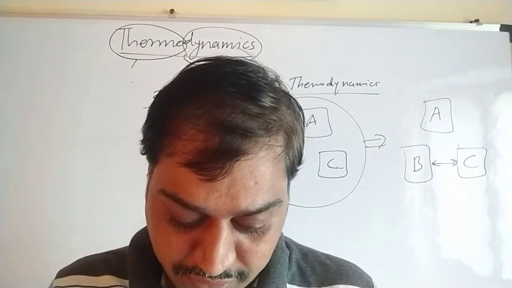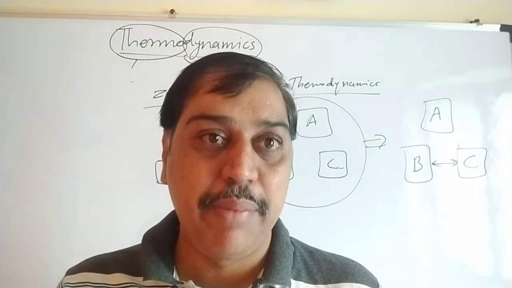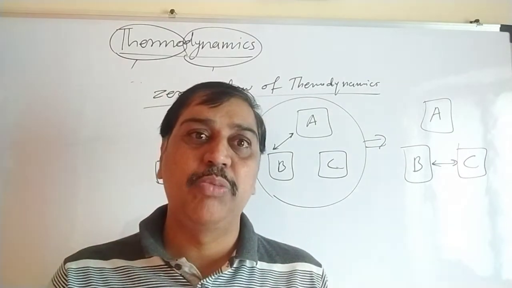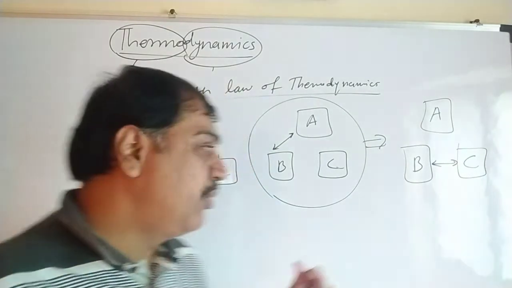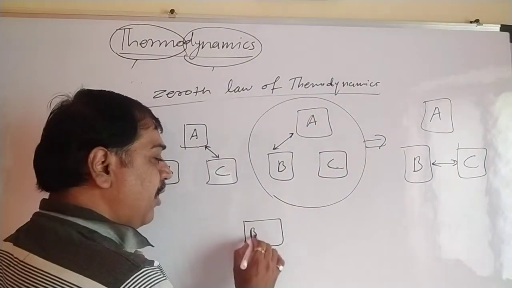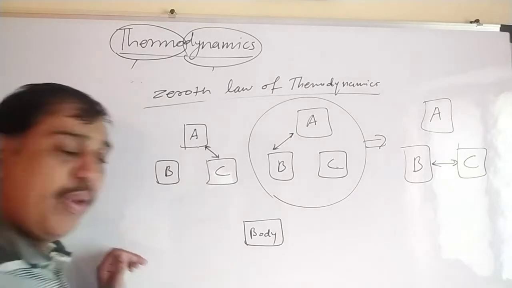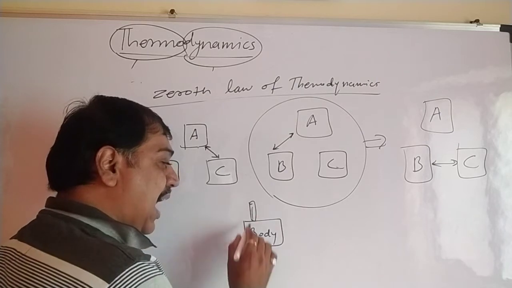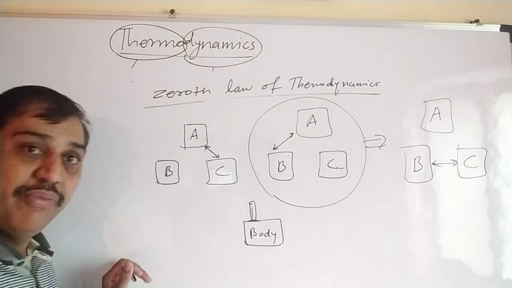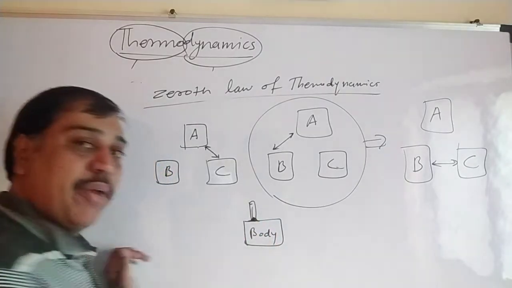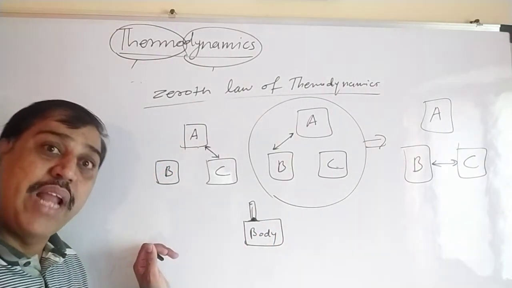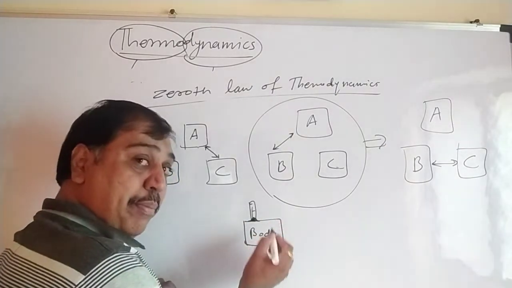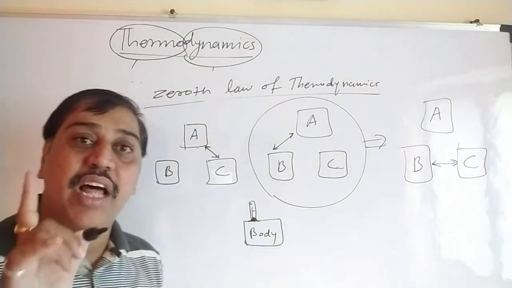Now there is one branch of physics which deals with the measurement of temperature, that is said to be thermometry. Maybe all of you know about the thermometer. A thermometer is an instrument to measure the temperature of a body. Suppose this is a body and I want to measure its temperature. We have to put a thermometer in contact with it, and the temperature shown by this thermometer would be the temperature of the body after reaching thermal equilibrium.